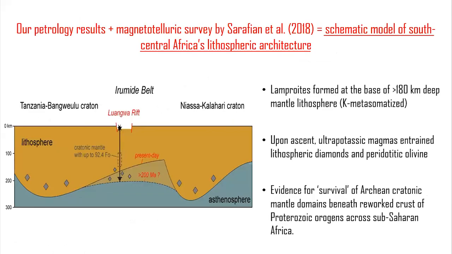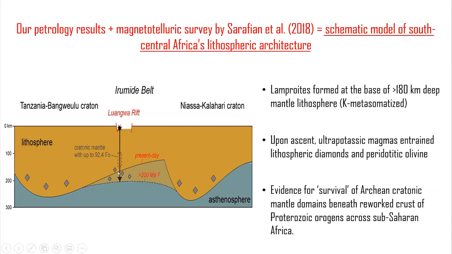So, in conclusion, our petrology and geophysical surveys by Serafin et al. allowed us to come up with a schematic model for the lithospheric architecture below the Tanzania-Bangweulu Craton and the Nyasa-Kalahari Craton, as well as the Irumide belt. And from this schematic, we can deduce the petrogenesis of this Kabamba lamproite as having started from the base of a 180 kilometer deep metasomatized mantle lithosphere and having migrated through the diamond stability field, which can be seen here, shown by this diamond.